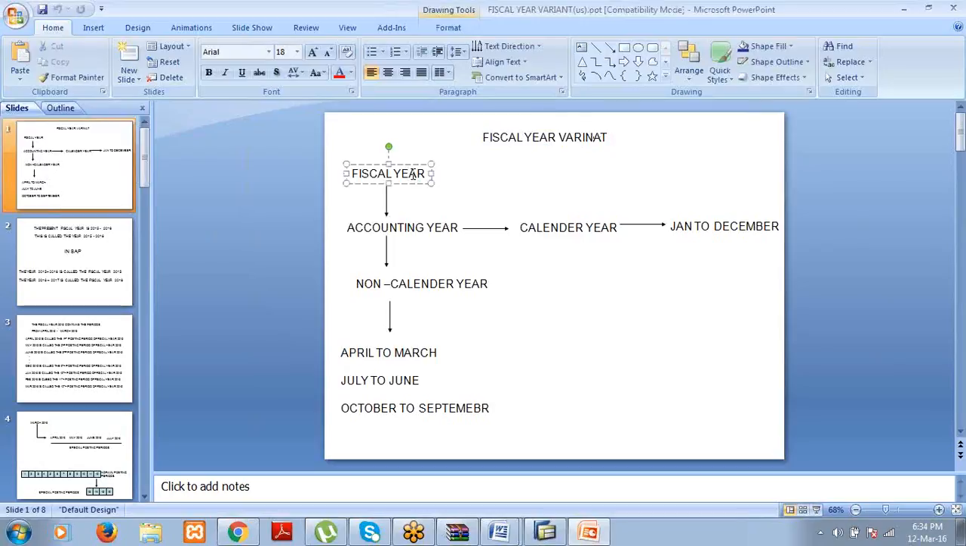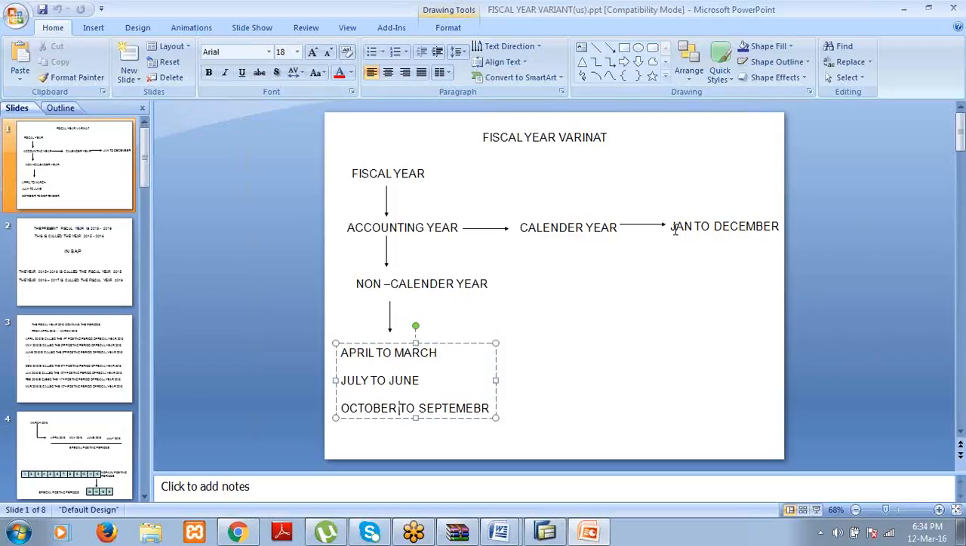Now, see here, fiscal year is an accounting year. So accounting year may be the calendar year, meaning January to December. Or it may be non-calendar year. Non-calendar year means April to March, or it may be July to June, or it may be October to September.